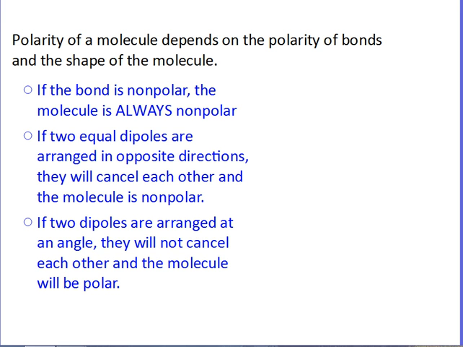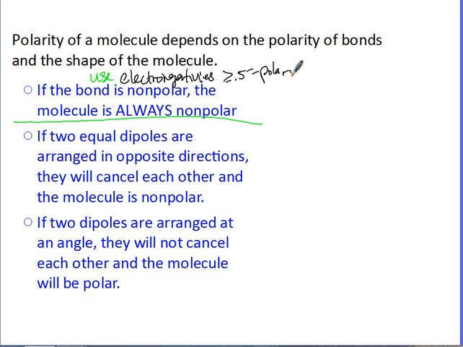Now molecules can be polar or nonpolar, and it depends on the bonds, but it also depends on what the geometry of that molecule is. So here are 3 rules I want you to write down. If the bond is nonpolar, the molecule will always be nonpolar. You can stop there. You figure that out with your electronegativities. And you know if the difference is greater than or equal to 0.5, it's going to be polar. If it's less than 0.5, it's nonpolar.